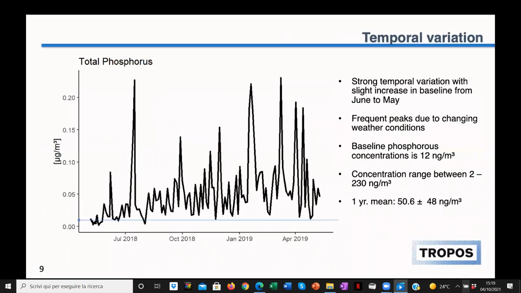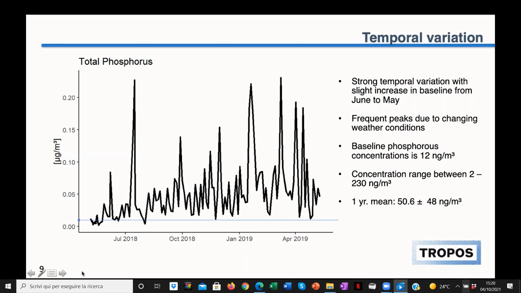So what did we find? We found that the total phosphorus concentrations were quite variable throughout this year. We had frequent peaks in the phosphorus concentrations that were related to changing weather conditions in the location. The very high peaks were related to extreme weather conditions of mineral dust, and other peaks were related to periods of biomass burning.